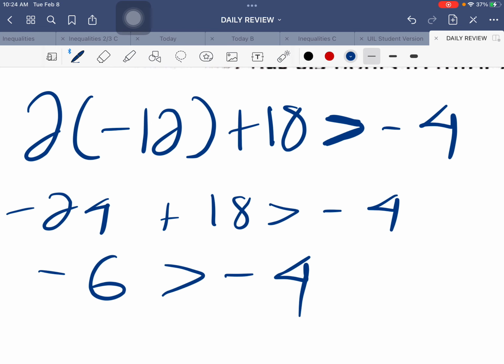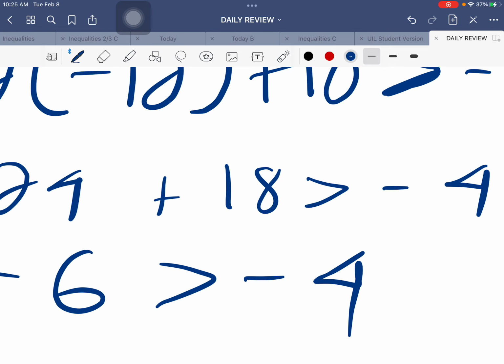I want to ask you this. Can someone read it actually? Negative 6 is greater than negative 4. Is that true? No, it's not. This is what we need to do for each one. Just plug in the number, multiplying, adding, that's it. Okay? It's not that hard. All you have to do is show your work. Okay?